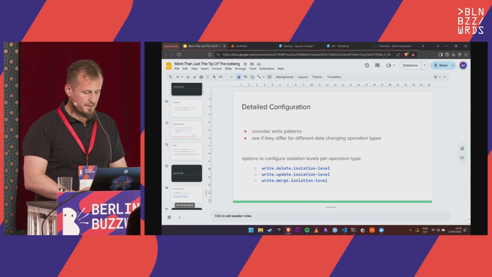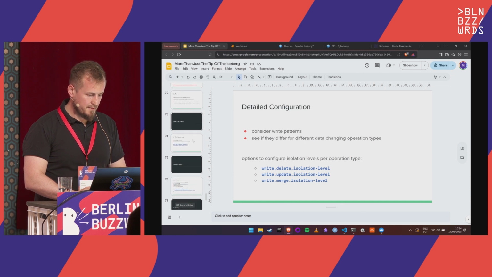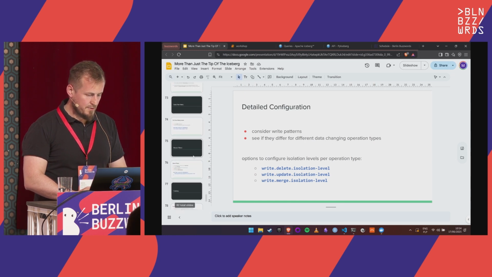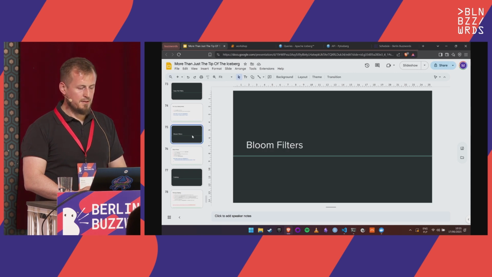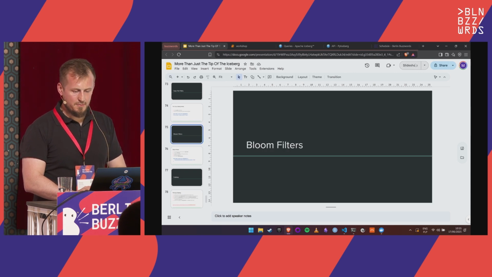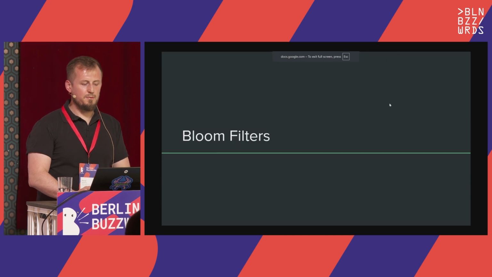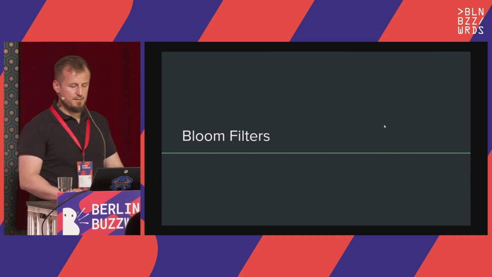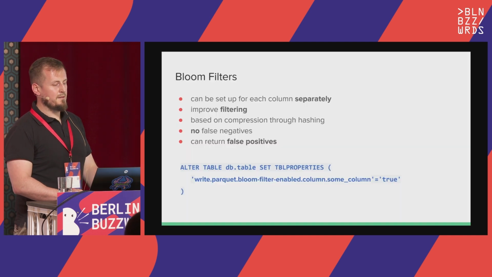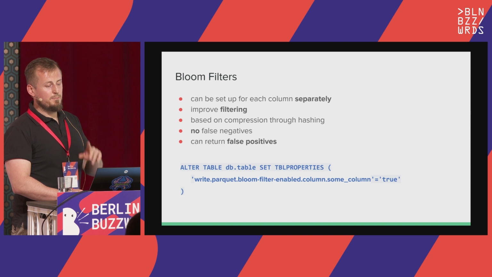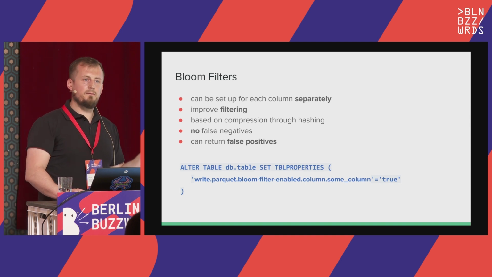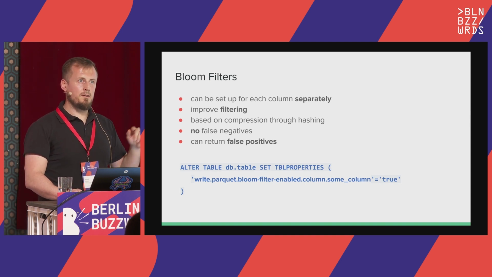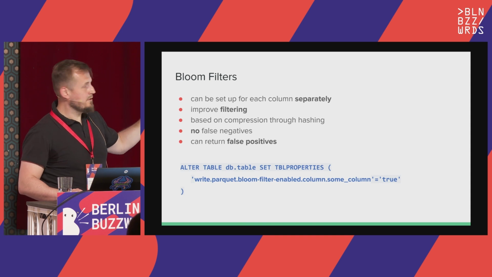One more aspect, I would say, what is interesting actually, like the last topic that I will cover, is Bloom filters. When it comes to optimizing the tables for reads especially, we can actually direct at least Spark to write Bloom filters in Parquet and in ORC for each column individually.